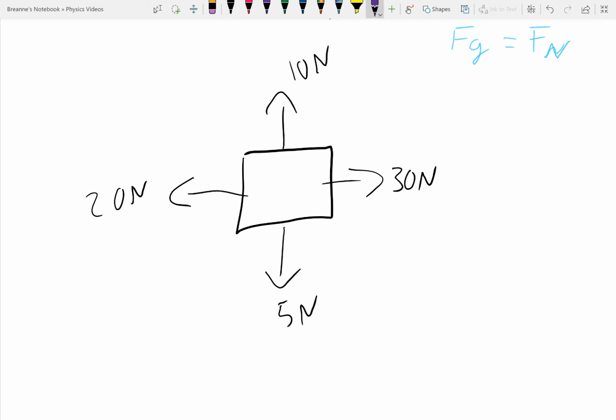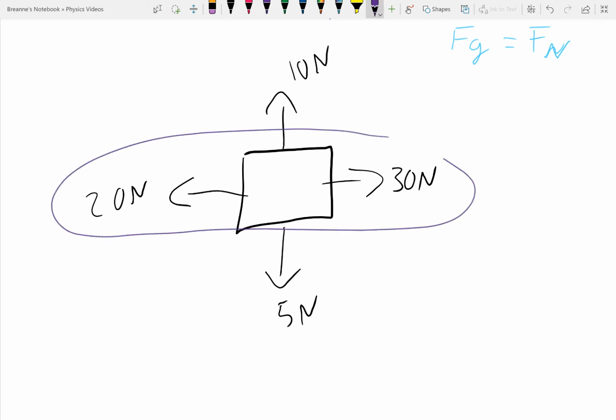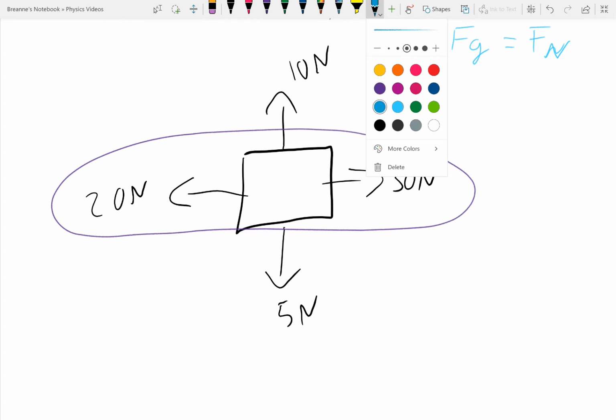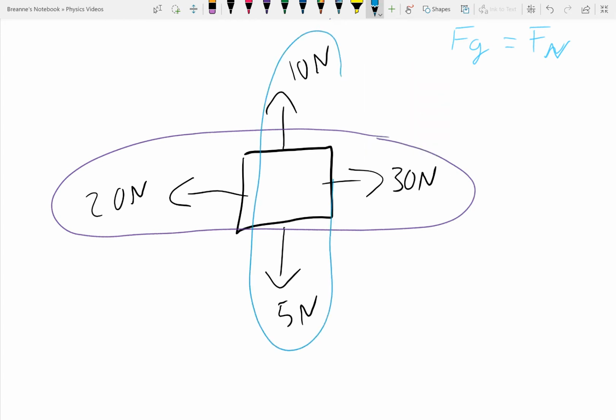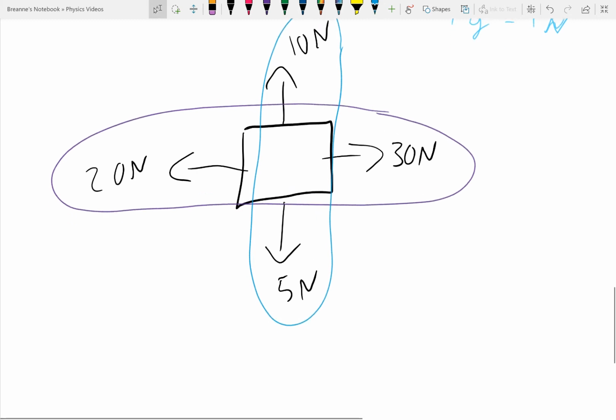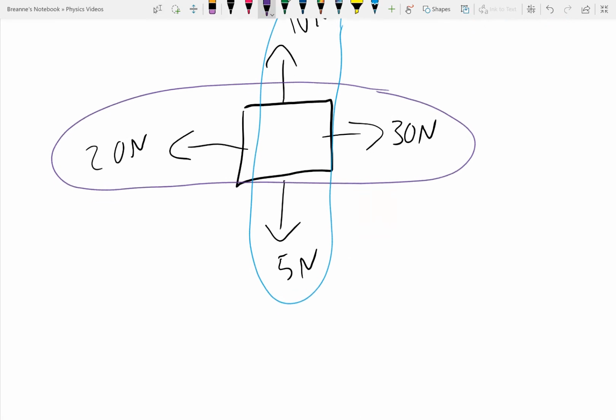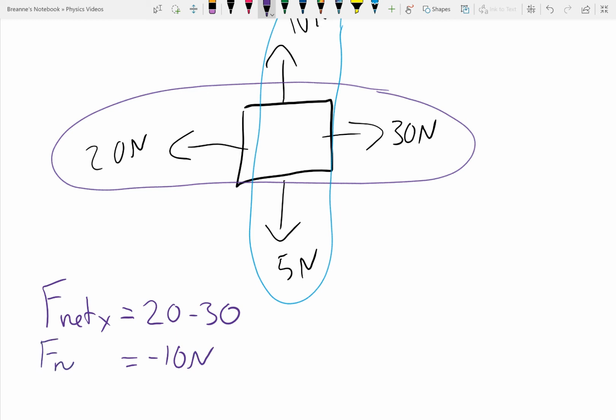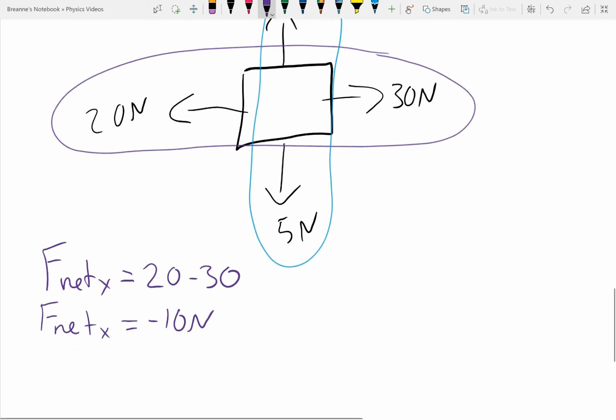Again, you go back to everything in the x direction and everything in the y direction. So let's look at the x direction. Our net force in the x direction would be 20 minus 30, or 30 minus 20. It doesn't matter, so let's just do 20 minus 30, and that gets us a negative 10 newtons. Now remember, in physics, that just means it's going in the negative direction.